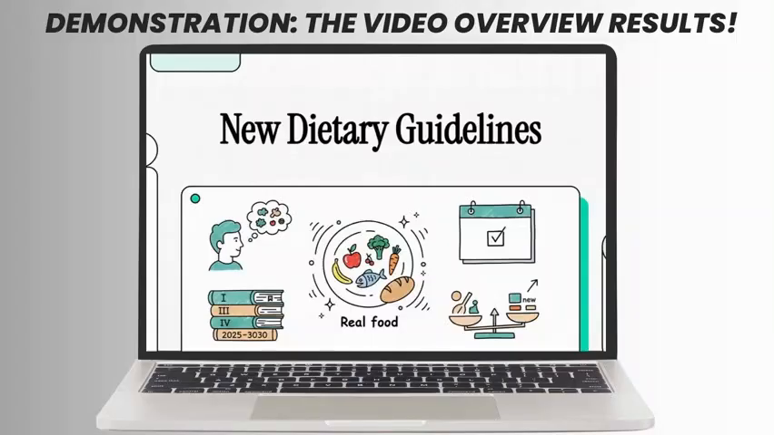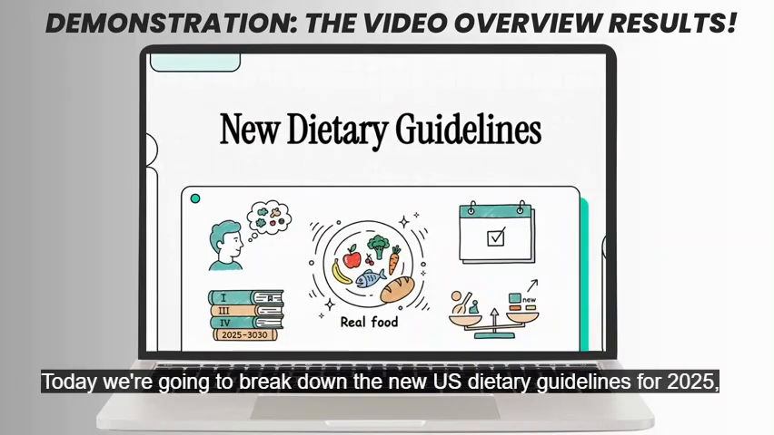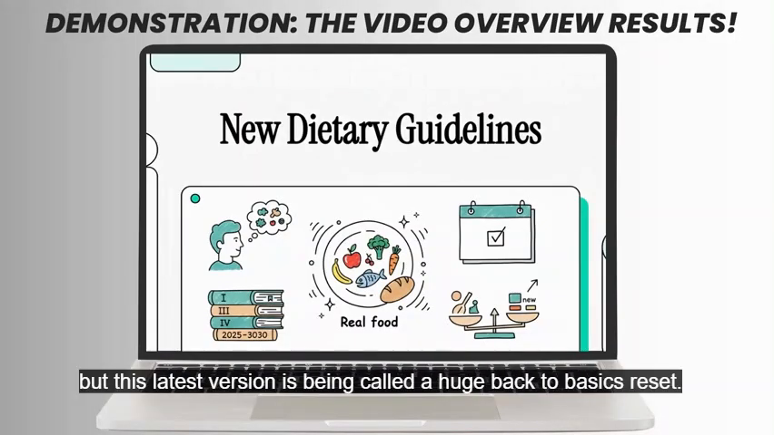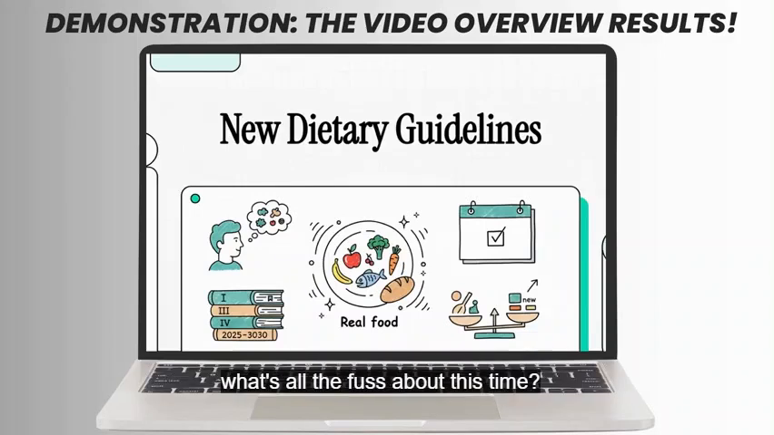So here we go. All right, today we're going to break down the new U.S. dietary guidelines for 2025-2030. Now, you know, the government drops these every 5 years, but this latest version is being called a huge back to basics reset. So what's all the fuss about this time? Let's dive in and find out.